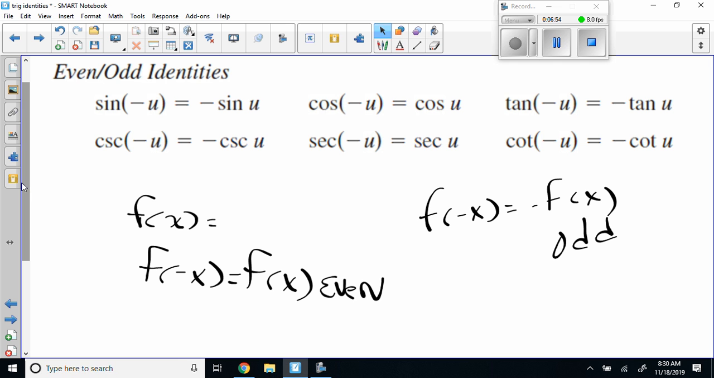Y'all remember this right here? Some f of x, if you plug in negative x and get back out the original function, then you've got an even function, right? If you have the f of x, you plug in negative x and you get out negative f of x, then it is an odd function, right? Y'all remember that? Should have done in Algebra 2, even and odd, right? Yes? Now, you can teach it two ways. Algebraically, which is that way. Or you can look at it like this.